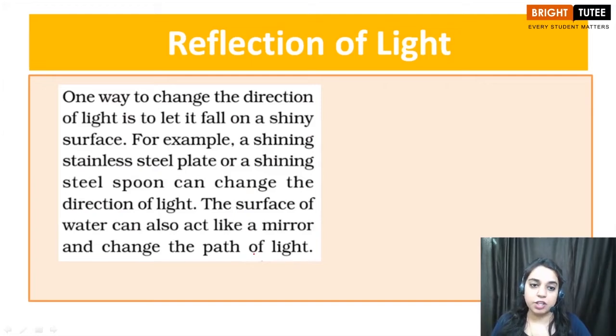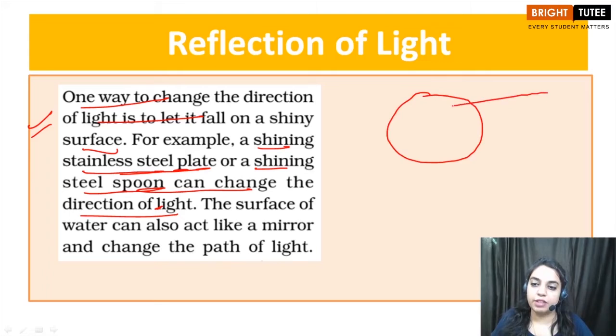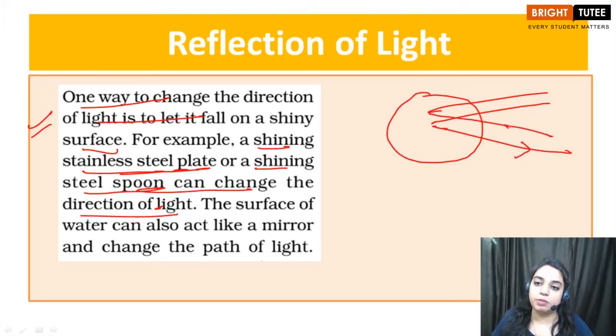Okay, so let's now begin with the next point, which is one way to change the direction of light is to let it fall on a shiny surface. For example, a shining stainless steel plate or a shining steel spoon can change the direction of light. Suppose this is the steel plate. Whenever light falls on it, it will reflect, because it is acting like a polished surface, and it will change the path of light. Even if you haven't understood it right now, no need to worry, we are going to discuss more about it in detail.